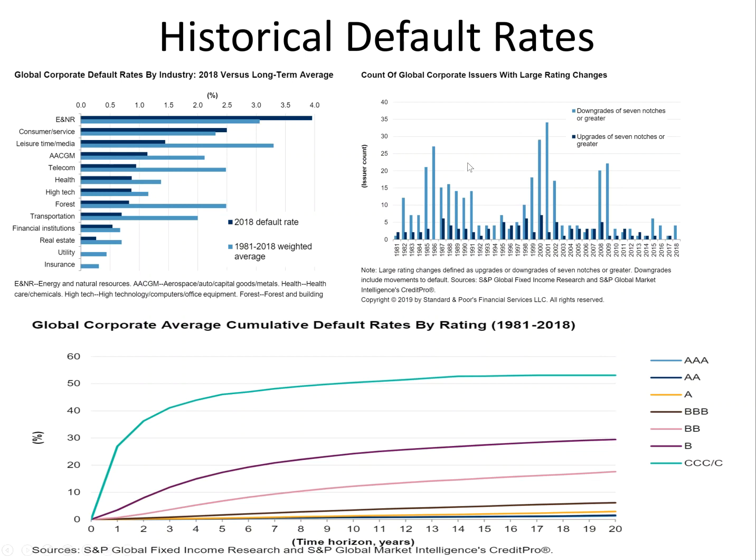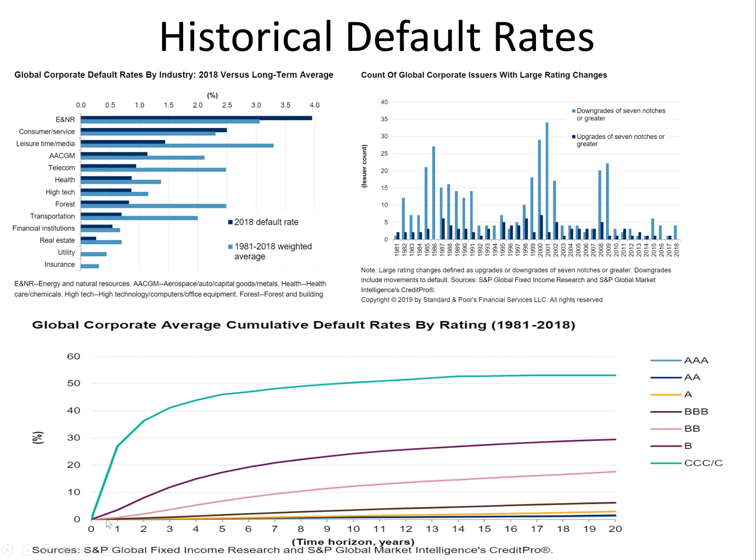And we have the number of firms that had a 7 notch or greater downgrade. So you can see quite a few firms have multiple ratings changes in one given year. That's much higher than firms that have multiple upgrades. And then the lower schedule looks at average cumulative default rates by rating, over a time horizon.